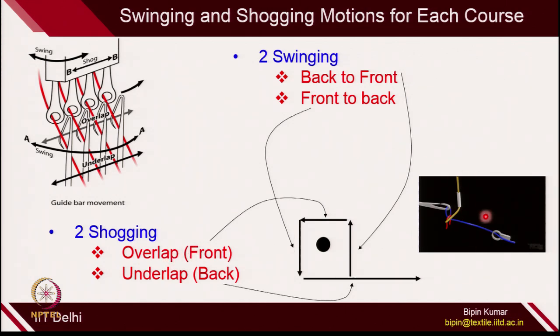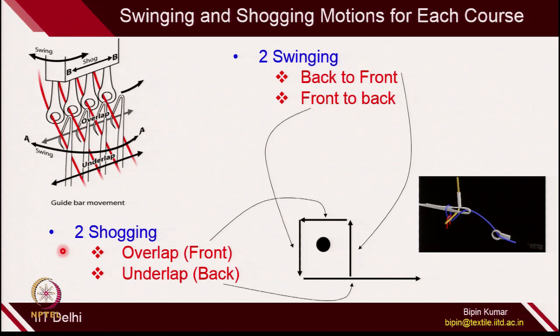Here is a small animation which combines all of these four motions, including two swinging and two shoggings. You can see it here. First the needle goes front and the guide bar swings, shogs, and then swings, and then it changes to a different position for the next course. So, in each course, two swinging motions and two shogging motions are a must for course development in warp knitted structures.